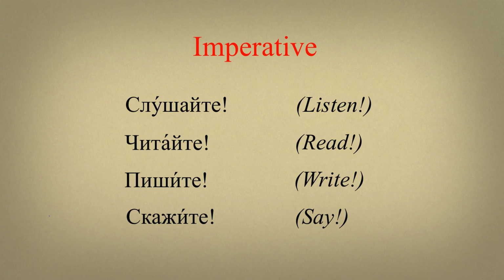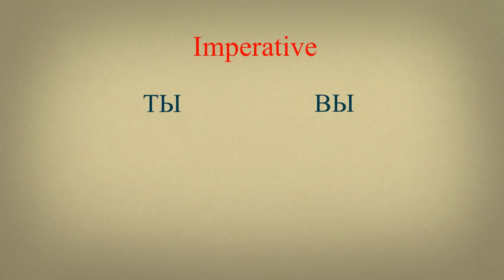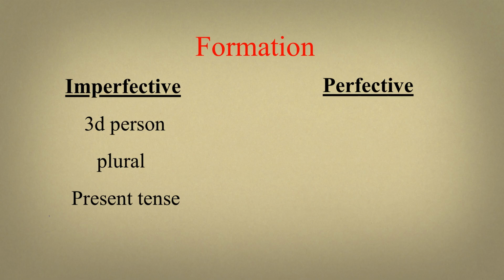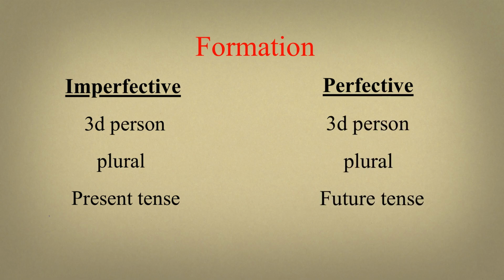Now, let's see what forms imperative has. There are two forms depending on the person or people you are addressing and what pronoun you use, ты or вы. Now, let's see the formation of the imperative. Before converting the verb in the imperative form, you must know if the verb is perfective or imperfective. For imperfective verbs, you need to take the verb with the third-person plural form in the present tense, while for perfective verbs, with the third-person plural form in the future tense.